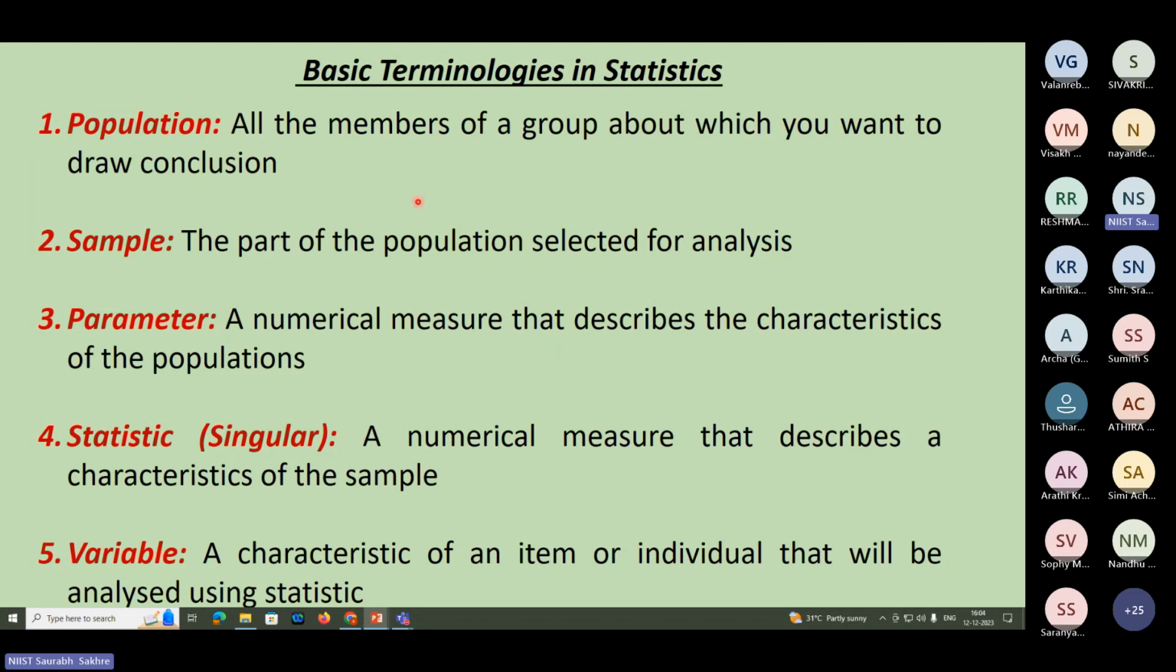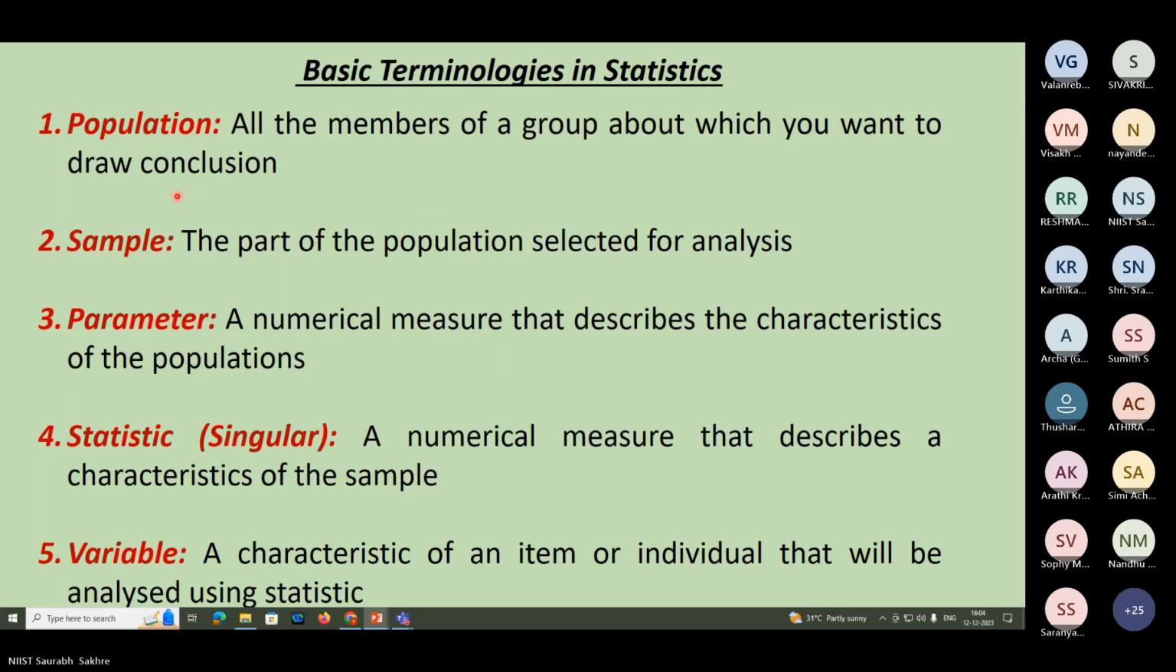There are a total of 5 terms we use. First is population, second is sample, third is parameter, then statistic, singular. Here you can see we have intentionally mentioned singular in brackets, meaning it is a single word. It is not plural. Statistic, and then variable. Now one by one we will read it, and I'll show you one figure and we will try to understand what these definitions mean.